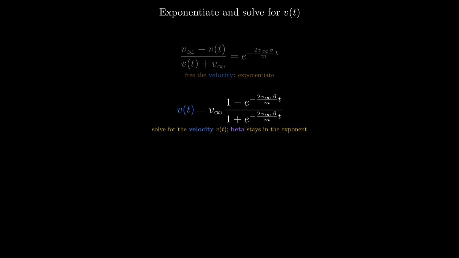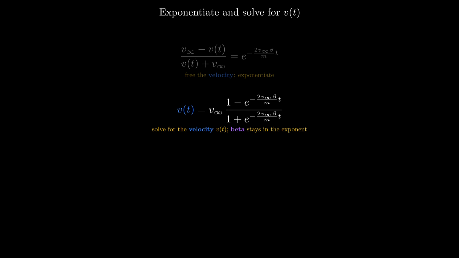To free the velocity from inside the logarithm, exponentiate both sides. The logarithm disappears, leaving the quantity v infinity minus v of t over v of t plus v infinity, equal to e raised to the power minus 2 v infinity beta over m times t. Now solve for v of t: cross multiply, gather the v of t terms and isolate it. The result is v of t equals v infinity times the quantity 1 minus that exponential over 1 plus that exponential.